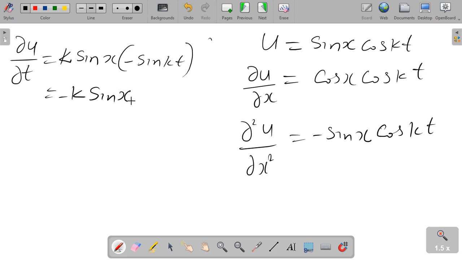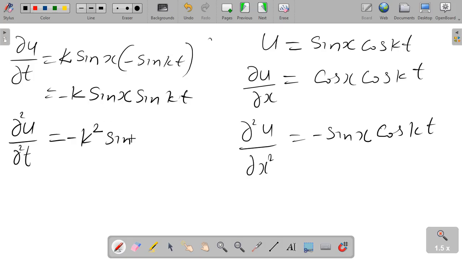Second derivative, partial squared u over partial t squared. The second derivative will now give you, differentiate here again to give you k again. Multiply, have minus k squared, then repeat sine x. Then differentiation of sine is just what? Cos x.